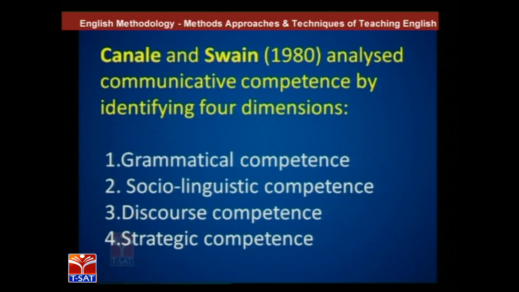And one more pair, in the year 1980, these two persons analyzed the communicative competencies. Their names were Canale and Swain. Canale and Swain, in the year 1980, analyzed the communicative competencies by identifying four major dimensions. The communicative term was first introduced by Hymes, and the analysis of communicative competencies was done by Canale and Swain by identifying four dimensions.